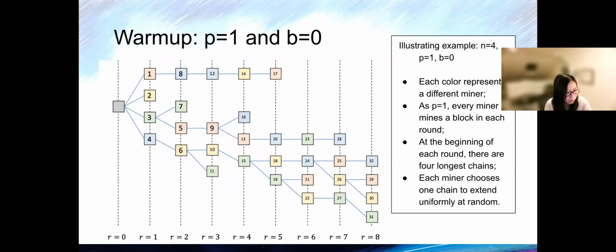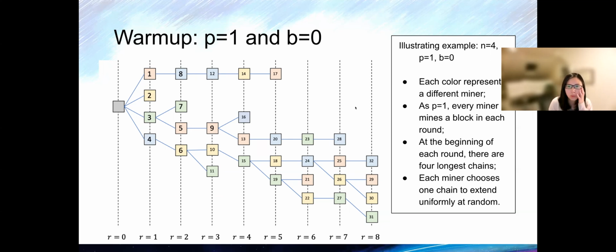Okay, we are ready for the analysis part. We first consider the simple setup where p equals 1 and b equals n. So basically we are considering an adversary-free setting here, and we consider the ideal mining case where any miner is guaranteed to have a block mined in each round. This figure illustrates a special example where n equals 4.